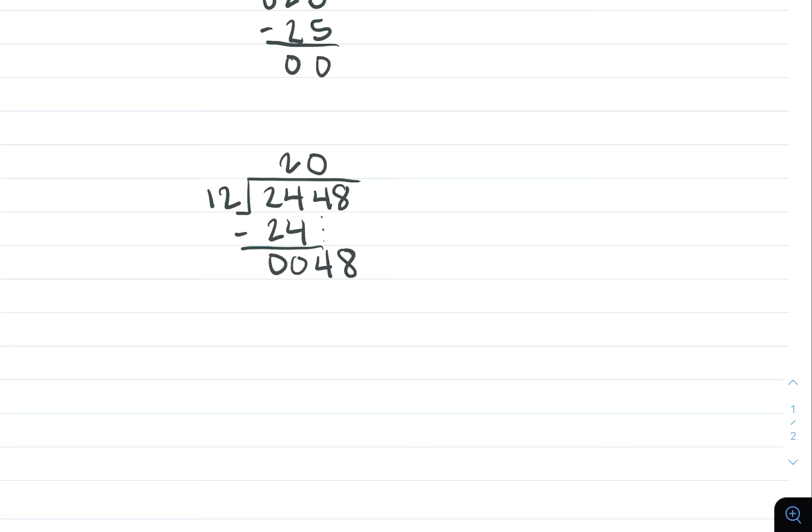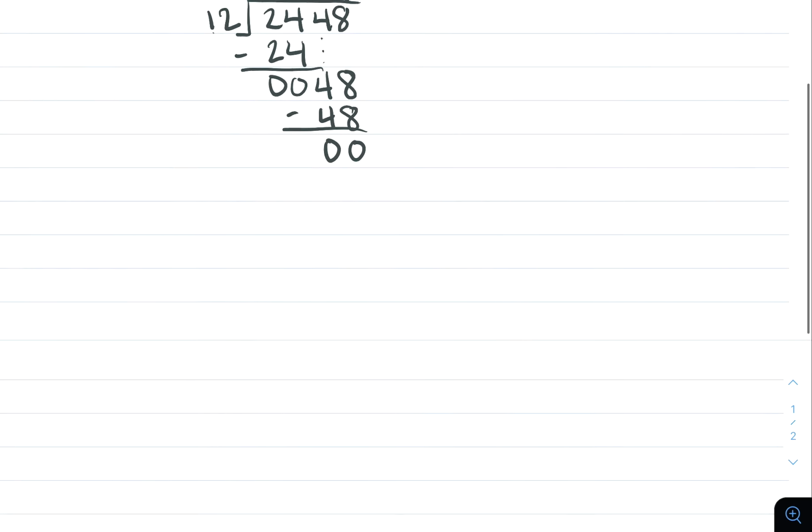So now let's look at this one. So we have 12 into 48. I think that goes in 4 times. Let's check our math. 4 times 12 is 48. Subtract away. So we come out evenly with 204.